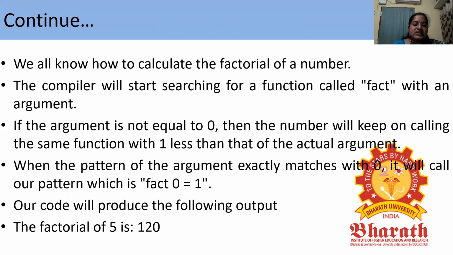The compiler will start searching for a function called fact with an argument. If the argument is not equal to 0, then it will keep on calling the same function with the argument less than 1. When the pattern of the argument exactly matches 0, it will call our pattern, which is fact 0 equal to 1. So our code will produce the following output.